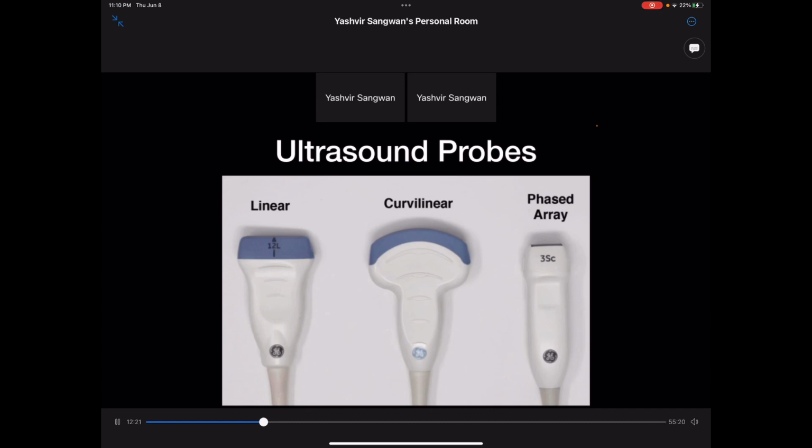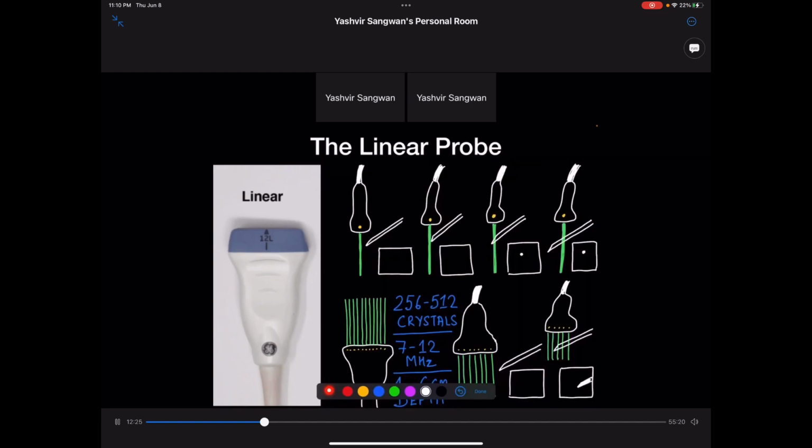Not only can they distinguish between two separate points that are in line with the probe, but because of the density of crystals, they can also do a good lateral resolution between two points separated laterally from each other, where the points will be close, but you can still distinguish them as two separate points.